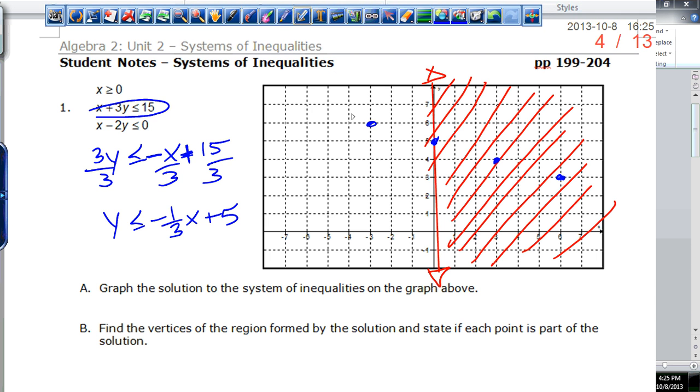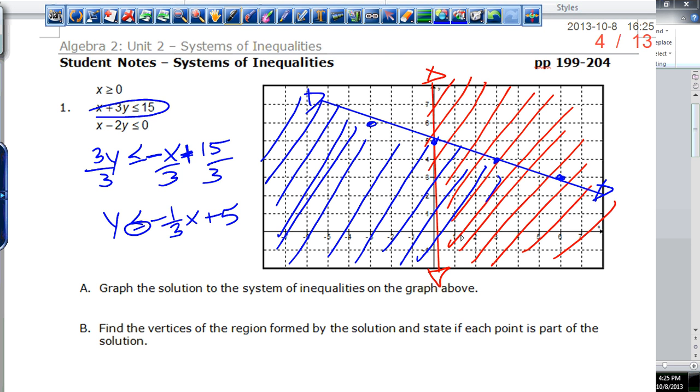And then you have to ask yourself, is this a solid or a dashed line? It is a solid because of the or equal to right here. Last thing is, do we shade below or above? Shade below because it's less than.